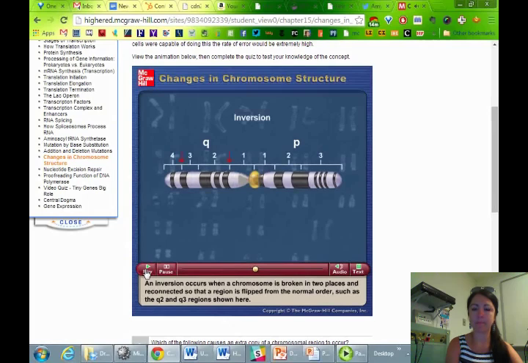An inversion occurs when a chromosome is broken in two places and reconnected so that a region is flipped from the normal order, such as the Q2 and Q3 regions shown here. Note that an inversion does not change the total amount of genetic material in the chromosome.